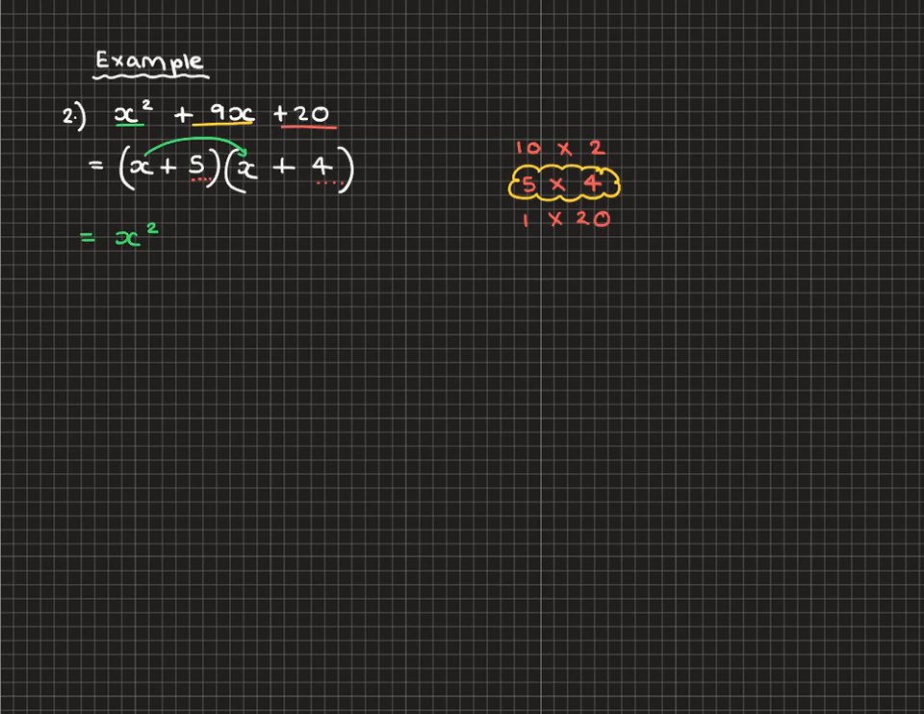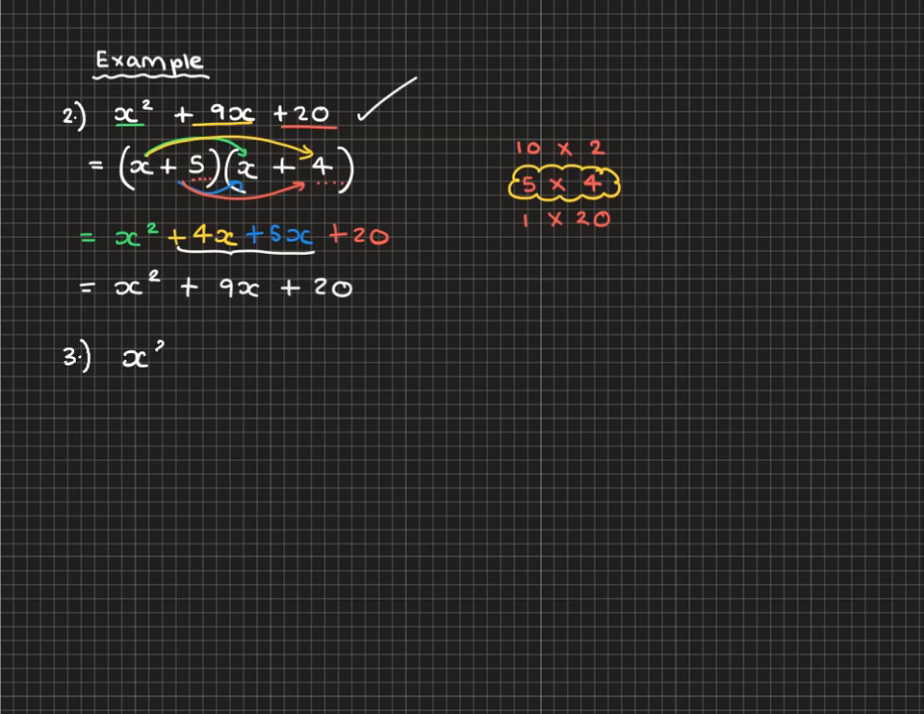Let's do the expansion. So follow the arrows. We've already multiplied x by x, that's the green arrow. We're going to multiply x by 4 here, so that gives me 4x. We'll multiply 5 by x here, 5x, and then of course 5 multiplied by 4 gives us 20 at the end. So I can then collect together these terms here, and here is my answer, x squared plus 9x plus 20, which is indeed correct. So let's try another example.